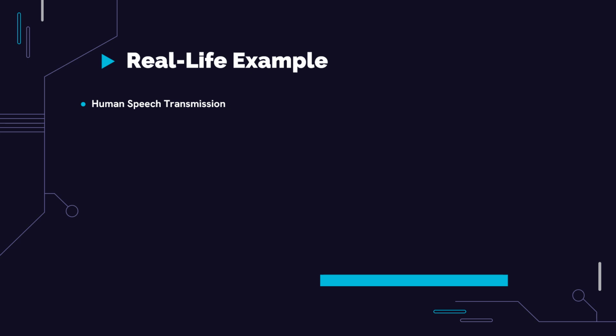With adaptive delta modulation, the step size increases when you speak loudly. The step size decreases during silence. Your voice sounds clear and natural. That's why ADM is preferred in speech and audio communication systems.